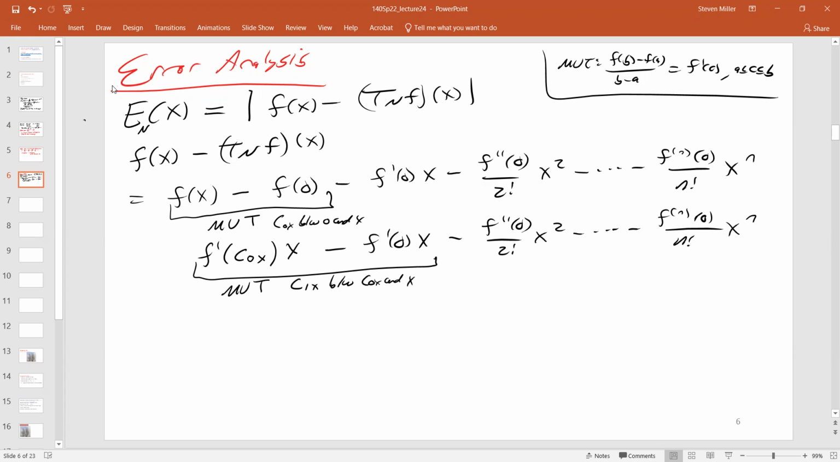So this should be f double prime of c_{1,x} times c_{0,x} minus 0 times x. Both terms have an x in it. Then minus f double prime of 0 over 2 factorial x squared, and so on.